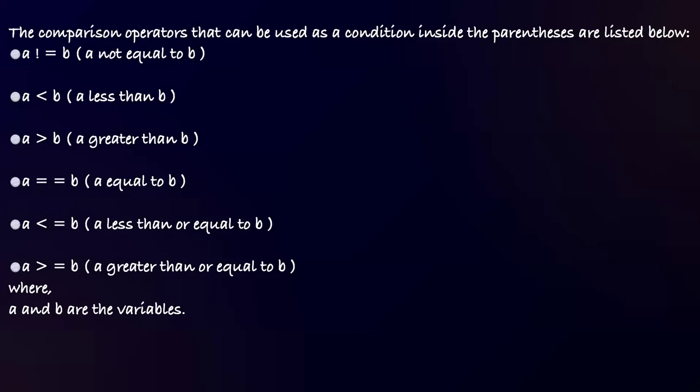Then comes a less than b. We know this operator already from our childhood. Then comes a greater than b. Then comes a equal to b, where we give the value of a to b. We are not representing just being equal; we are allocating the value of a into b. Then comes a less than or equal to b, or a greater than or equal to b, wherein a and b are the variables. These are some of the common operators that we use for comparison purposes.